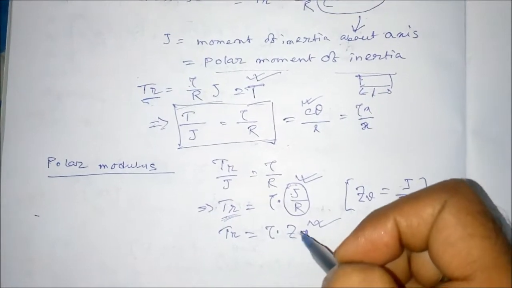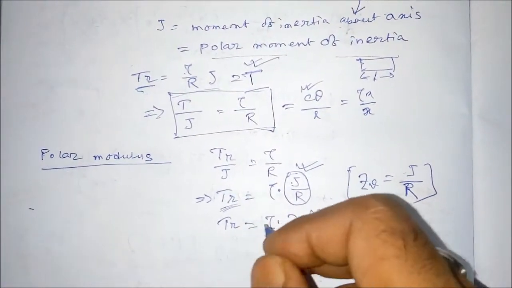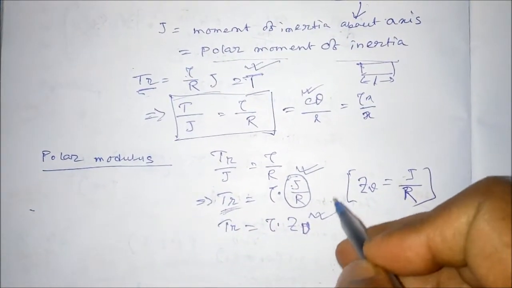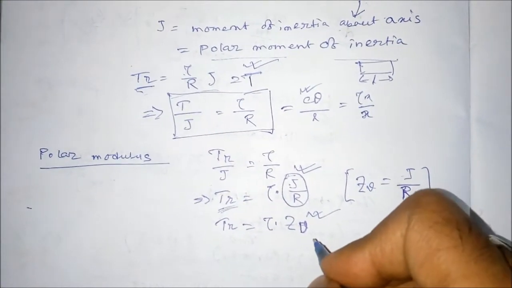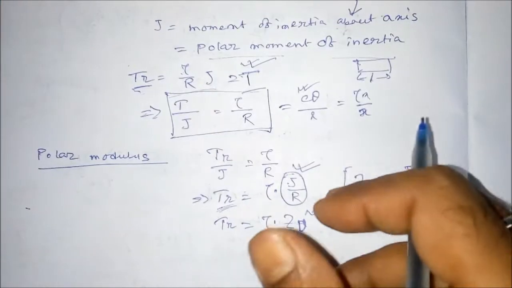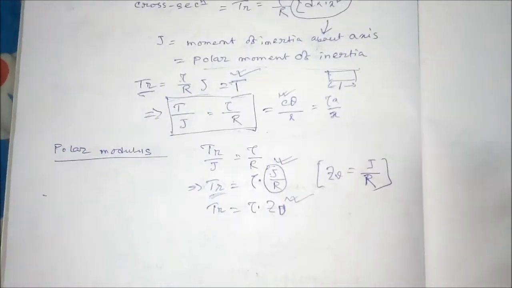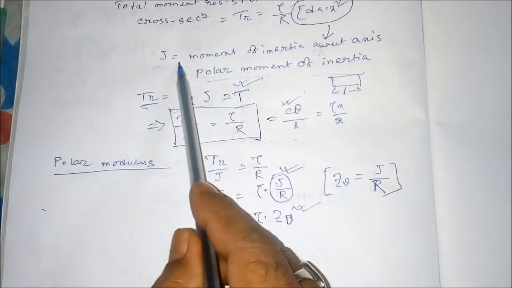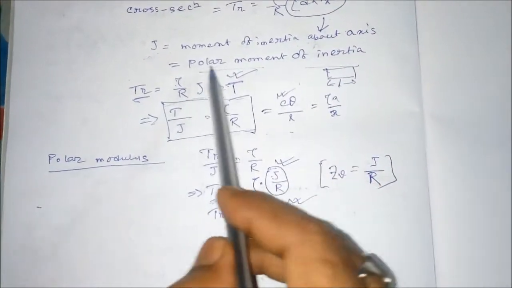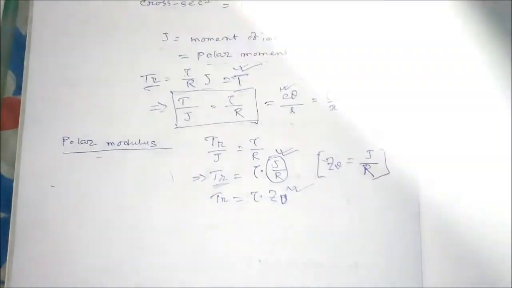Hence we can say that for a shaft of a given material, the magnitude of the polar modulus is a measure of its strength in resisting torsion. So the polar modulus is nothing but the strength against torsion. So let us find out the value of J, the moment of inertia about this axis, that is the polar moment of inertia, and the polar modulus. What will be those values?